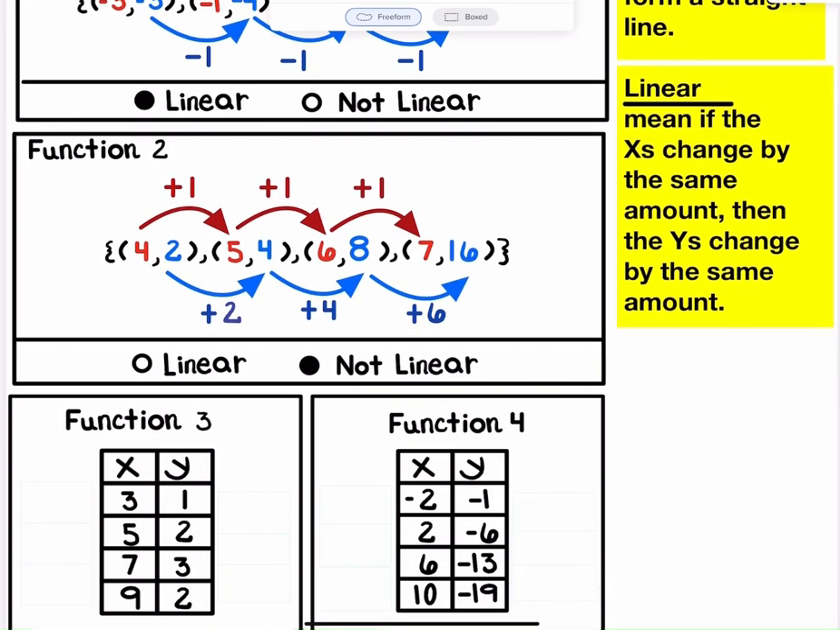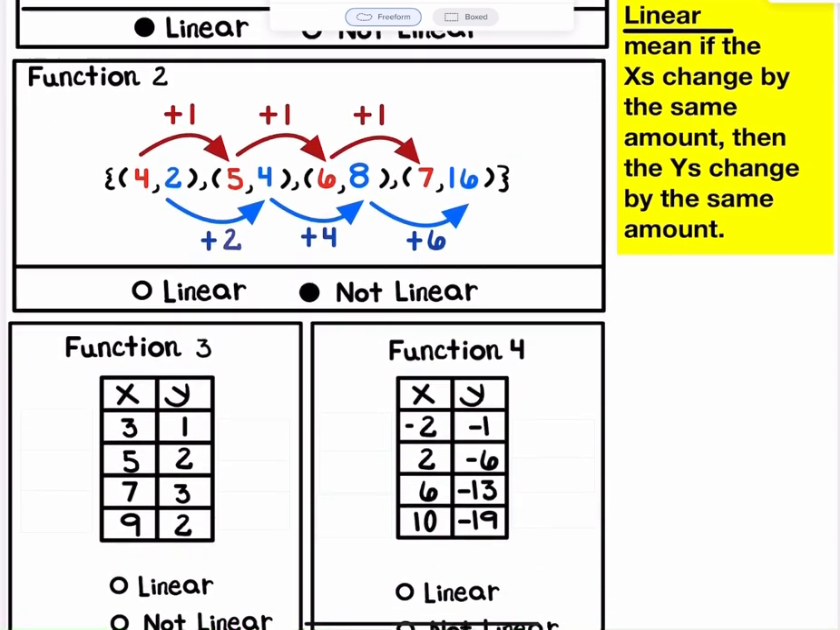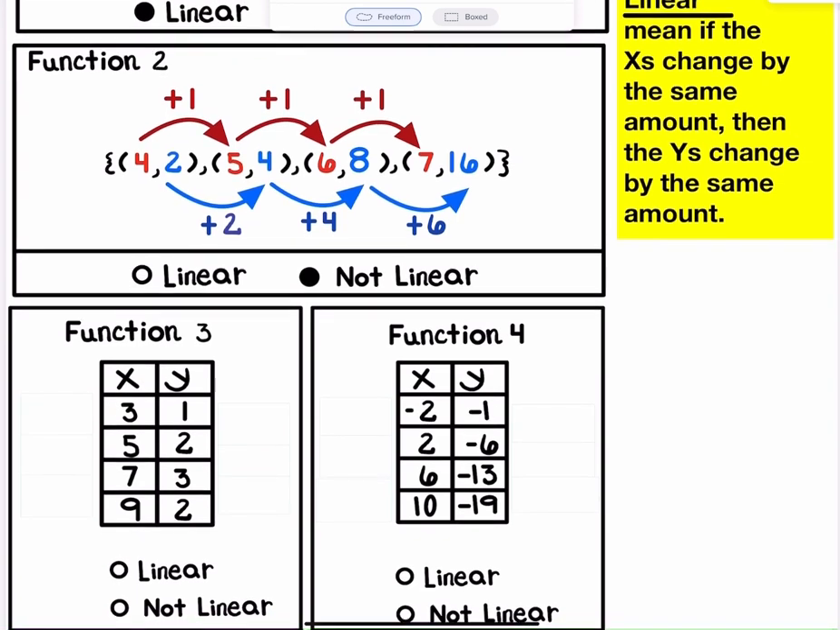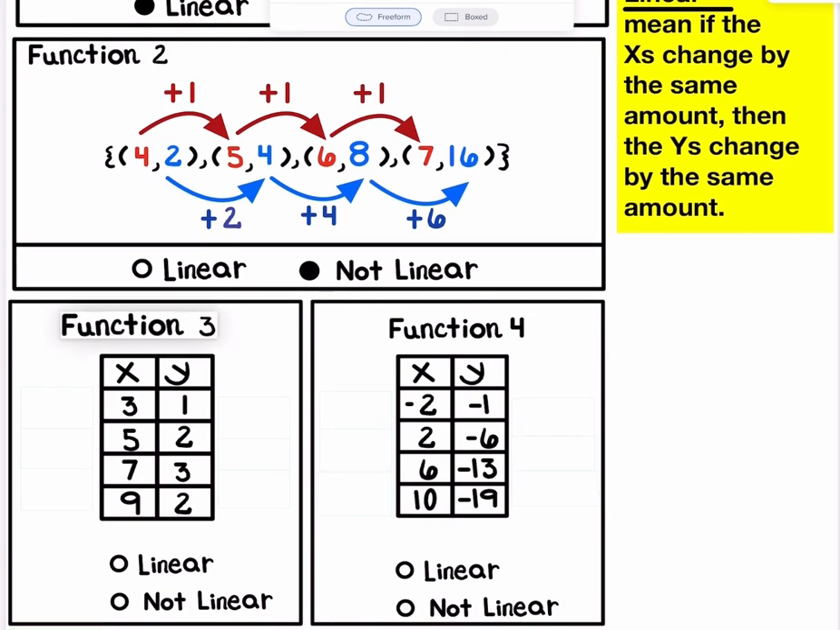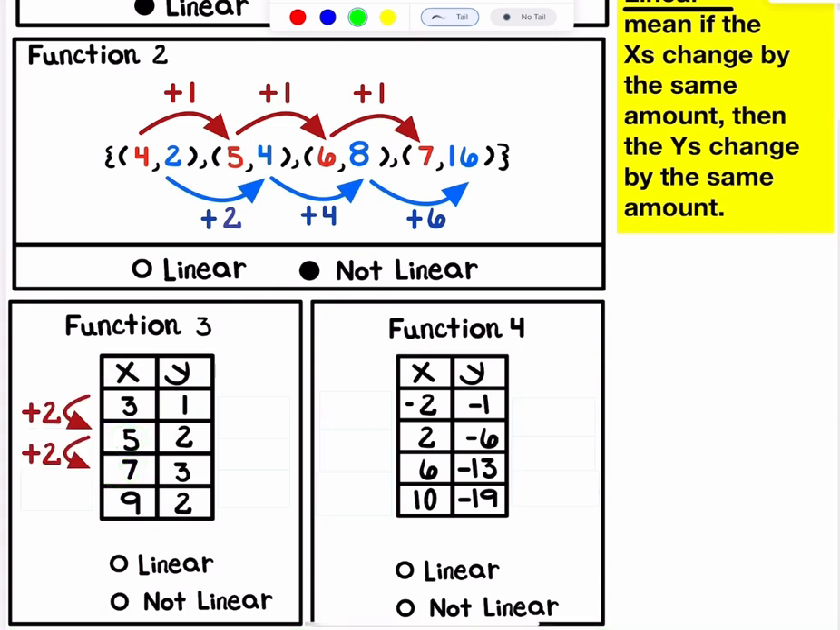Let's now look at a couple functions in table form. Let's still take a look first if the x's change by the same amount. To get from 3 to 5, I would need to add 2. To get from 5 to 7, I would need to add 2. And to get from 7 to 9, I would add 2.